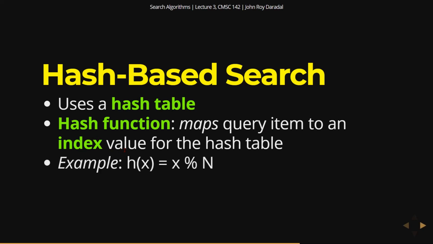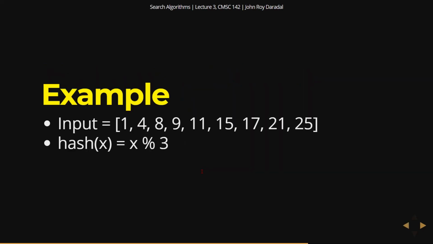So what does that mean? A hash function could look like this: h of x is equal to x modulo n, the remainder of x when it's divided by n. Okay, so let's see an example. Given these input items, what would their hash values be if we use this hash function?